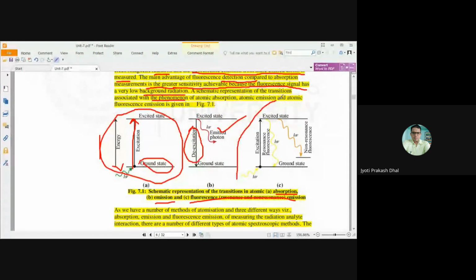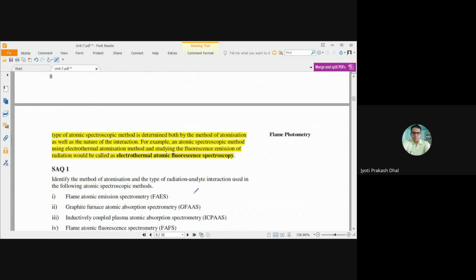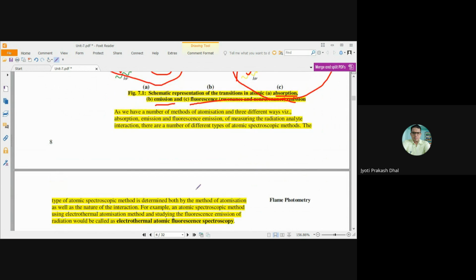And similarly, in the third technique, the isolated gaseous atoms present in the analyte will be excited by absorbing electromagnetic radiation. They will undergo excitation, and after that, depending upon the characteristics of the atoms present in the sample, they will undergo fluorescence. The fluorescence may be resonance fluorescence or non-resonance fluorescence. If they undergo resonance fluorescence, they come back directly to the ground state, and for non-resonance fluorescence, they come back to the ground state indirectly. We will discuss that in detail in the corresponding portion.